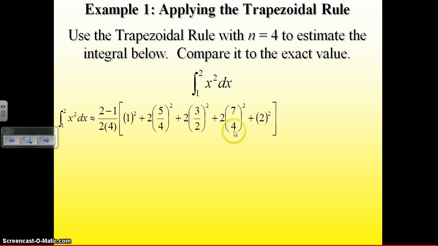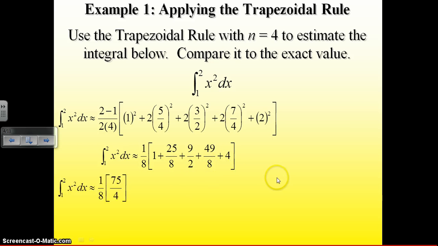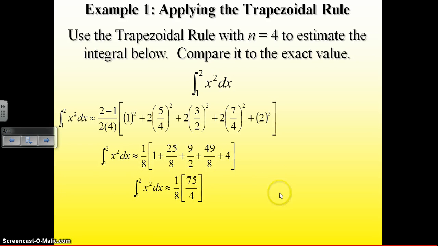I take each of those then and I plug them into the function. Remember, the endpoints stay as they are plugged in. The middle ones get multiplied by 2. And then it's just a matter of working all this out. That would be 1/8 on the outside. This becomes 25/8, 9/2, 49/8, and 4. Add all that up, you get 75/4 times 1/8, and we get 75 over 32, which is approximately 2.34375.